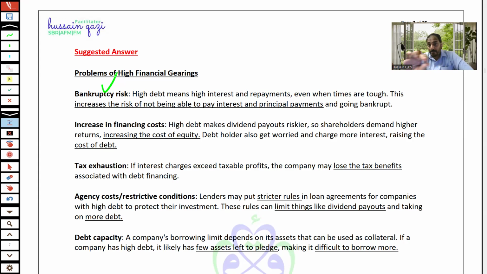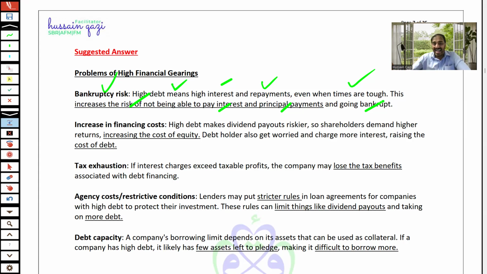first sentence is to explain. High debt means high interest and high repayments. Even if the times have become difficult. First statement, the meaning of bankruptcy. Second statement, how this will become the difficulty. The increased risk, not being able to pay interest and payments and going bankrupt. So complete your statements.